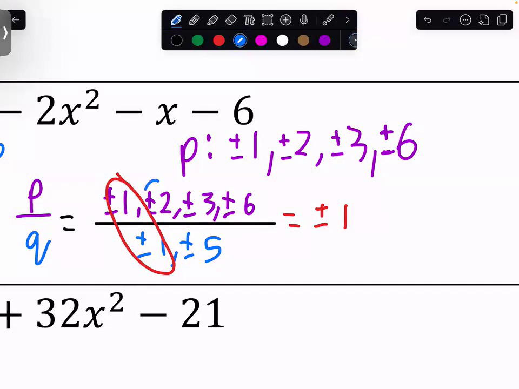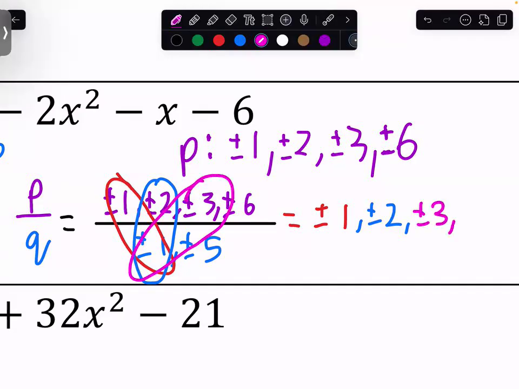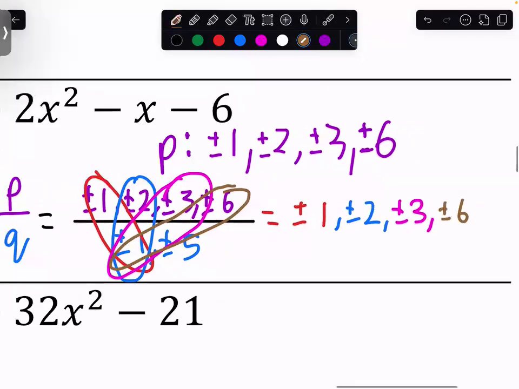Next, 2 over 1 simplifies to 2. Again, keep the plus or minus. Okay, then 3 over 1 simplifies to 3. Keep the plus or minus. Next, 6 over 1.